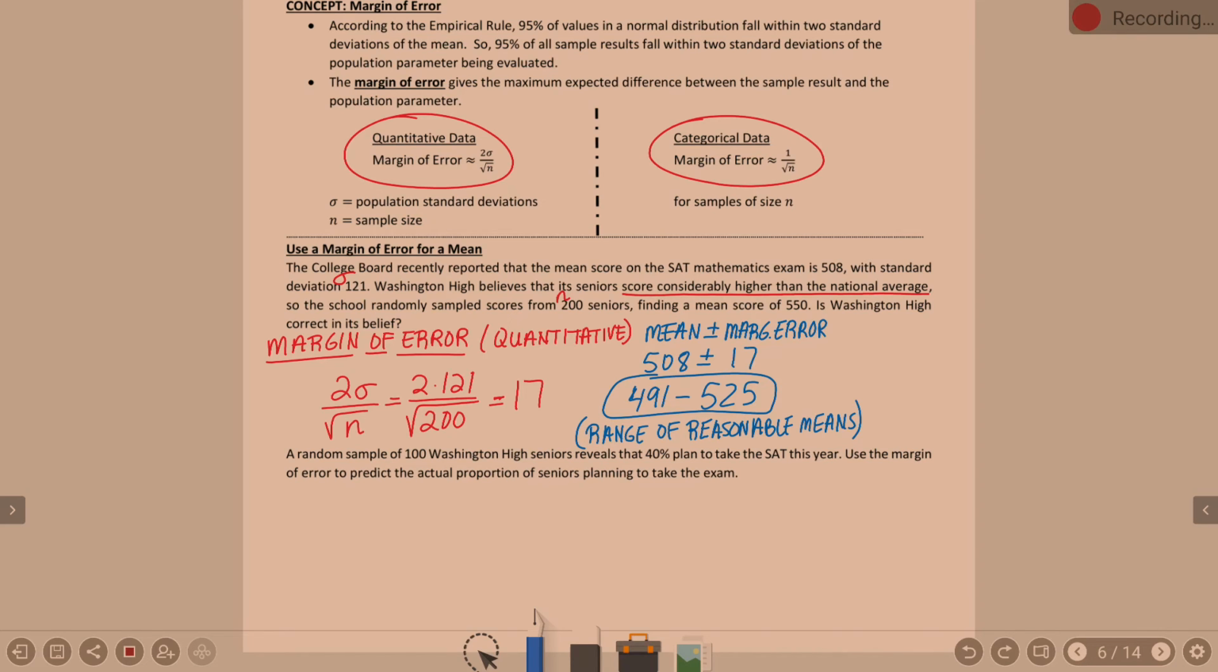Now, we need to answer the actual question. Is Washington High correct in its belief? What was their wording? They believe they scored considerably higher than the national average. 550 is above that 525 by a decent bit even, isn't it? Okay, and anything above that is going to agree. So, yes, Washington High is correct because 550 is above the range.